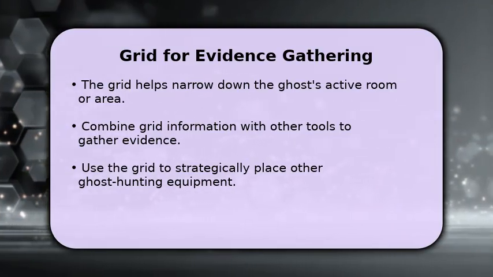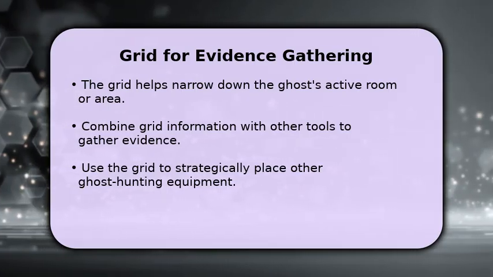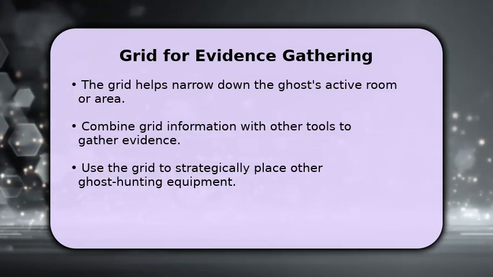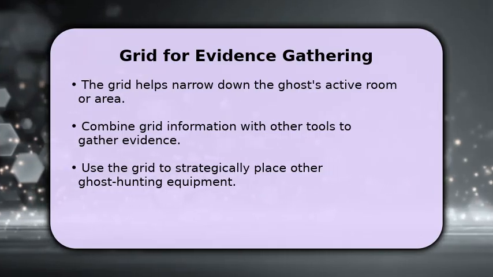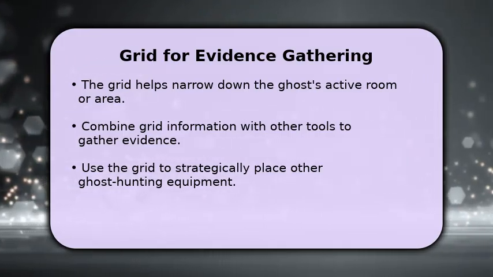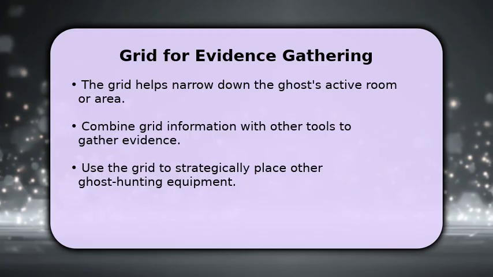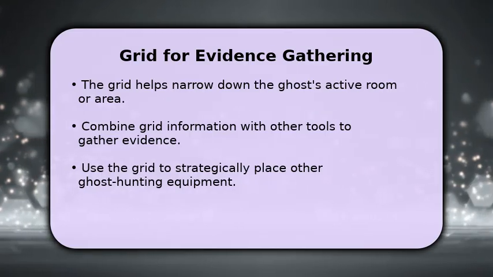It helps you narrow down the ghost's primary haunting area, allowing you to focus your search. Once you've identified an active zone with the grid, deploy other tools like the EMF sensor or spirit box there. This strategic placement, guided by the grid, significantly increases your chances of gathering the necessary evidence to identify the phantom.